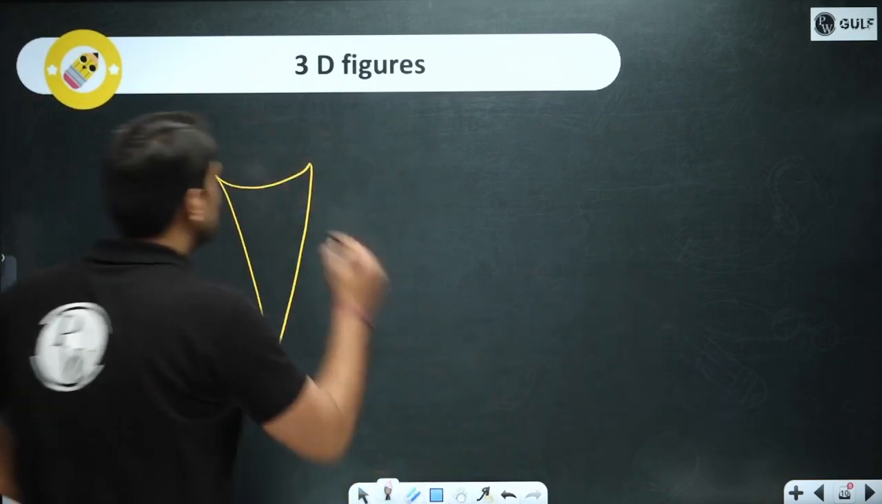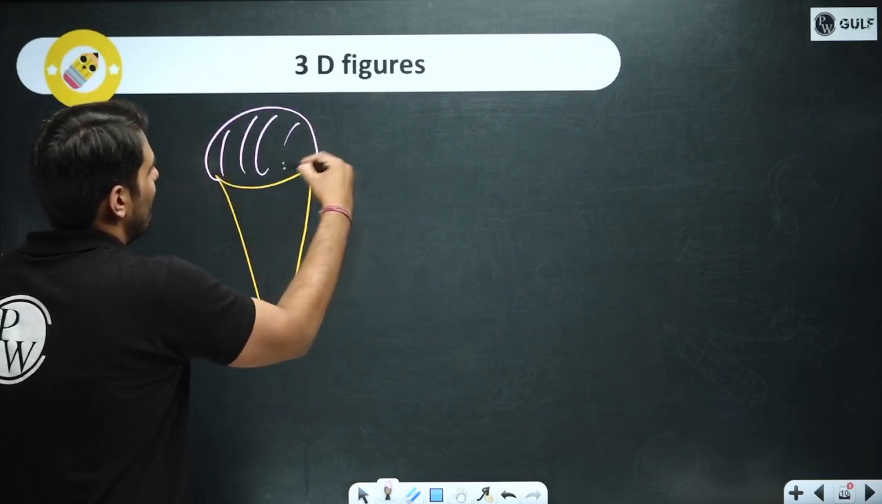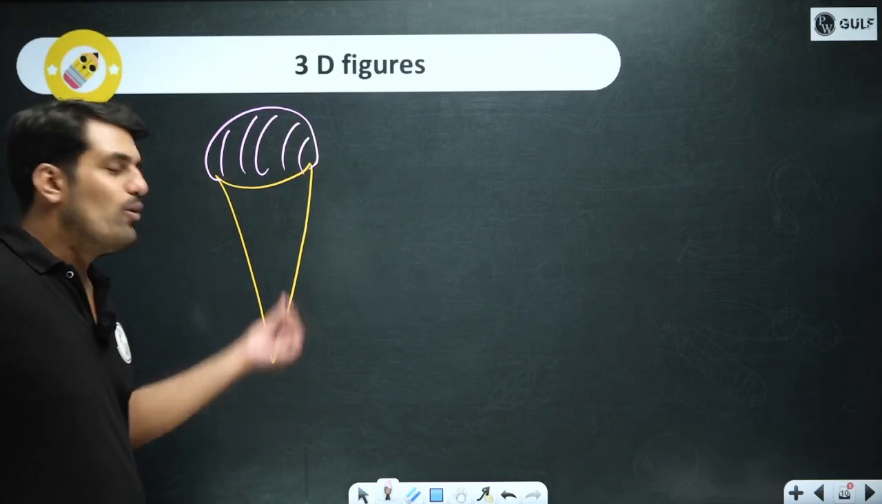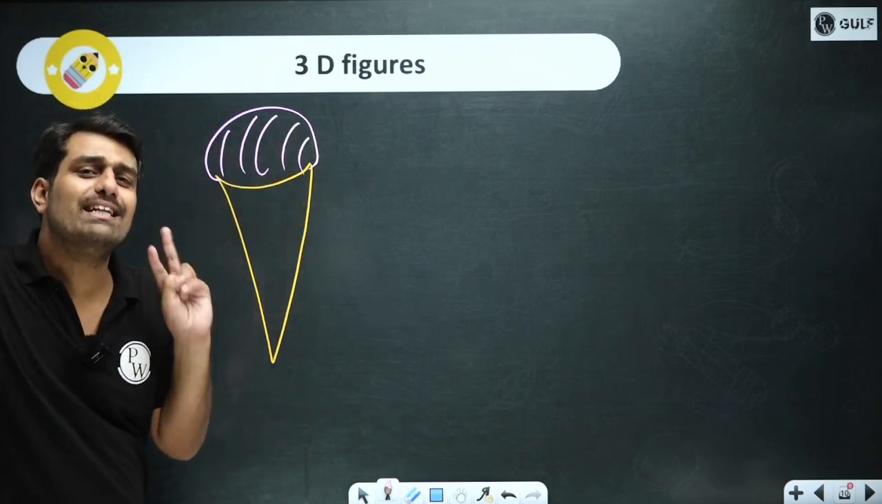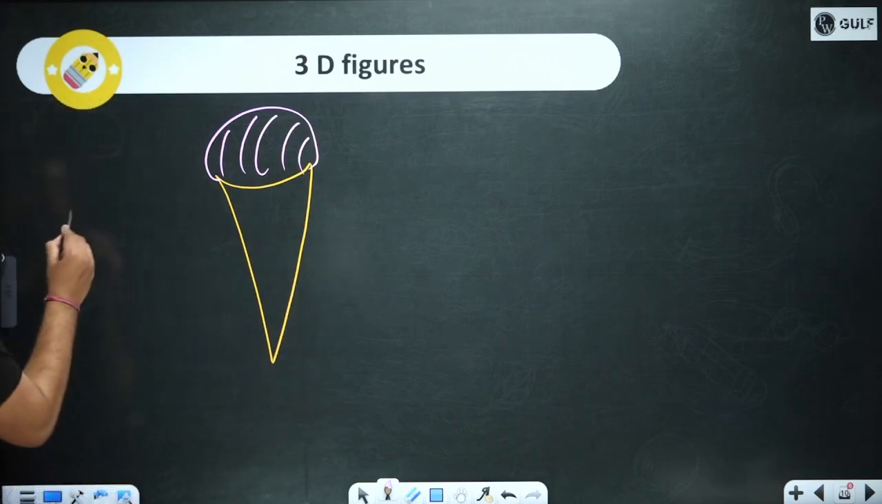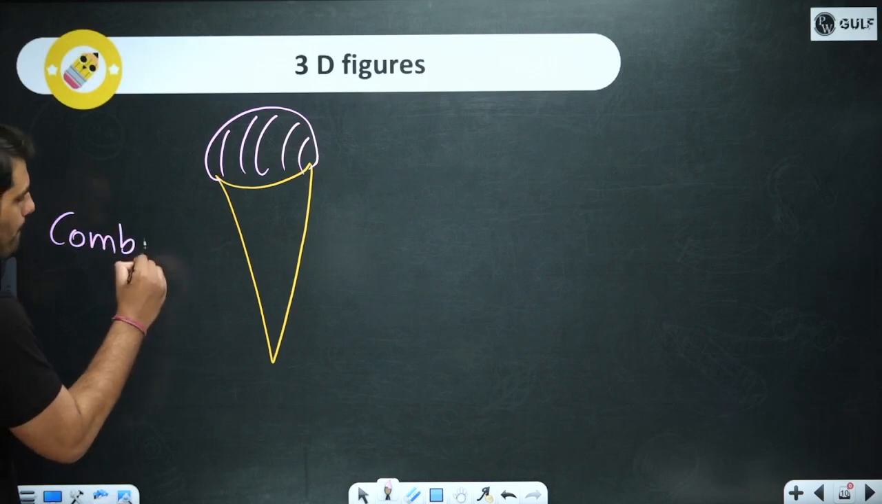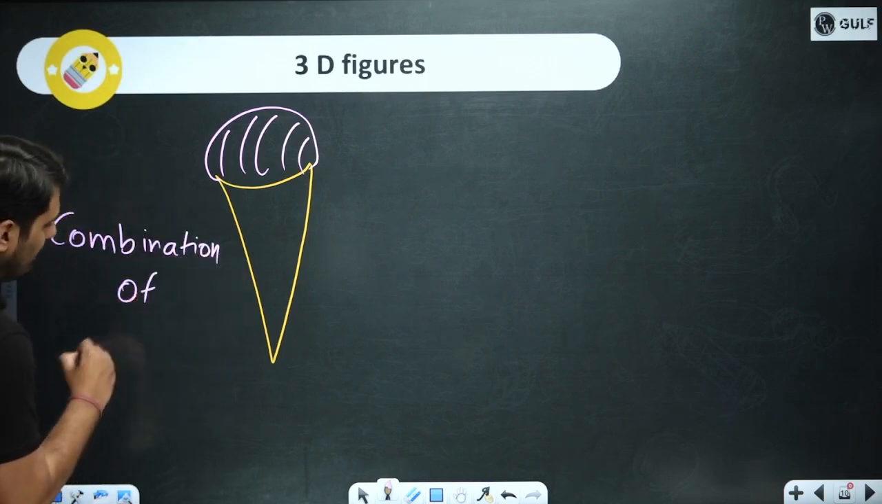So let's say you are having strawberry. So this is the strawberry we are having. So over here, this is the conical part, and above it we are having a hemisphere. So we are having two bodies at the same time, and that is what we are going to talk about. We are going to talk about the combination of solids.